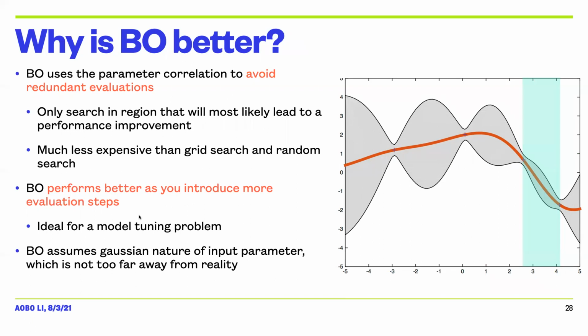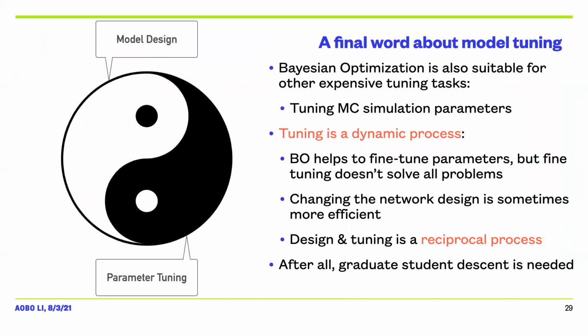So Bayesian optimization performs better as you introduce more evaluation steps. This is ideal for the model tuning problem as we discussed earlier, because we want our algorithm to scale with the strength of the search, with the amount of computational power. And Bayesian optimization also assumes a Gaussian nature of the input hyperparameters, which is actually not too far away from reality.